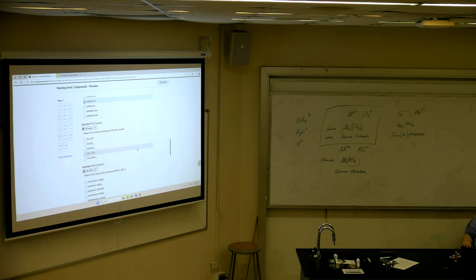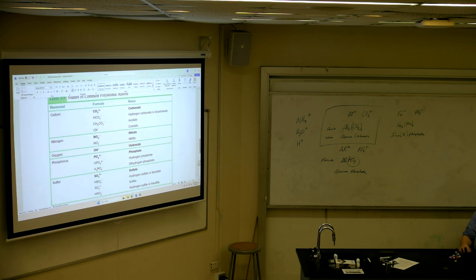So what's the formula for, this is potassium cyanide. And cyanide's in here, I think. Yeah, cyanide. Carbon and nitrogen together as a molecule, charge -1.